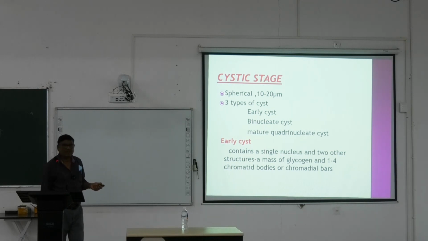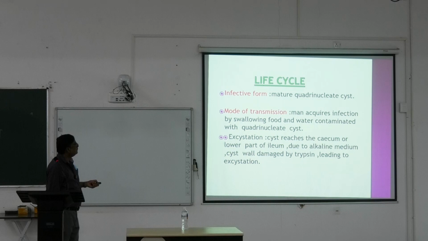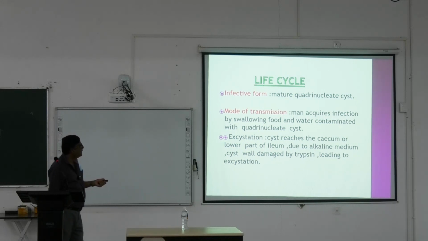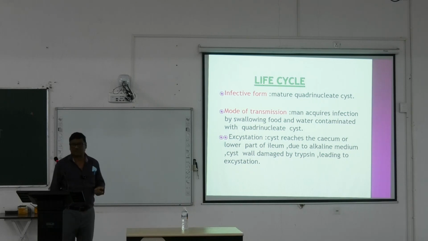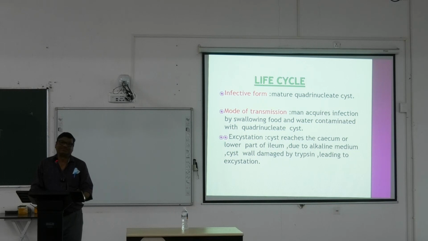In the examination, we often ask this question. Infective form: mature quadrinucleate cyst. Mode of transmission: man acquires infection by swallowing food and water contaminated with quadrinucleate cyst. Fuchka, chaat, masala. These are practically responsible.